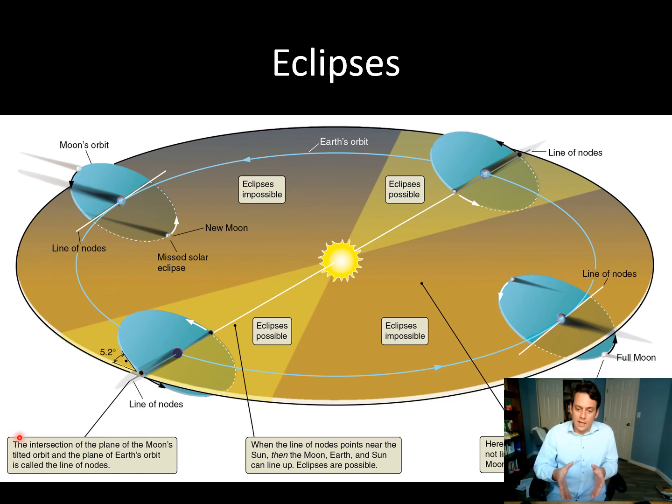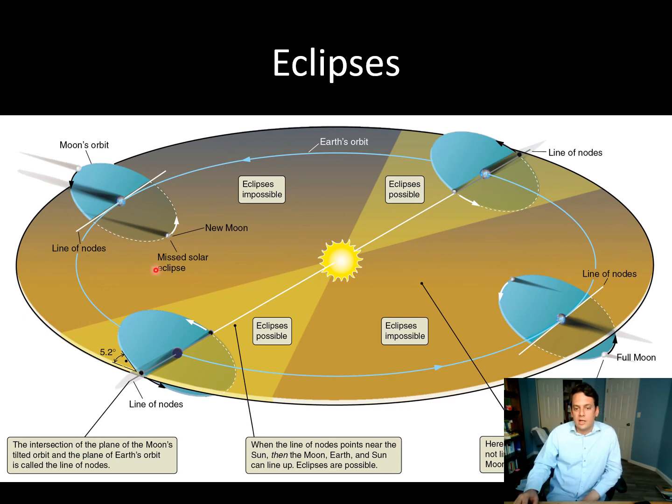So the only time that eclipses can happen is when the moon is at or very near one of these 2 points, when the moon passes through this plane of the Earth's orbit around the sun.